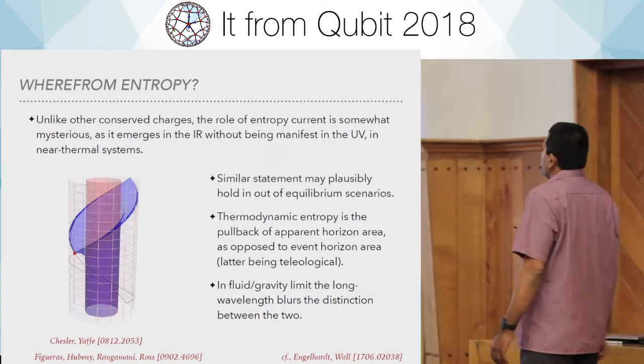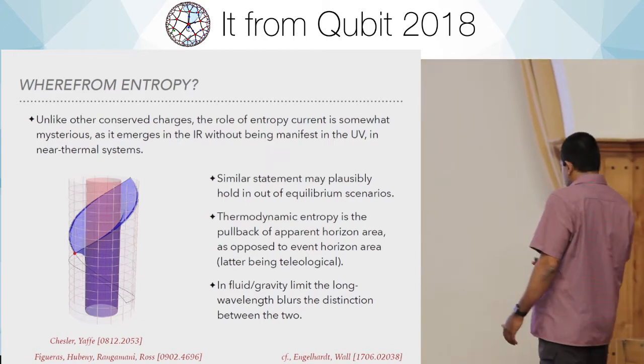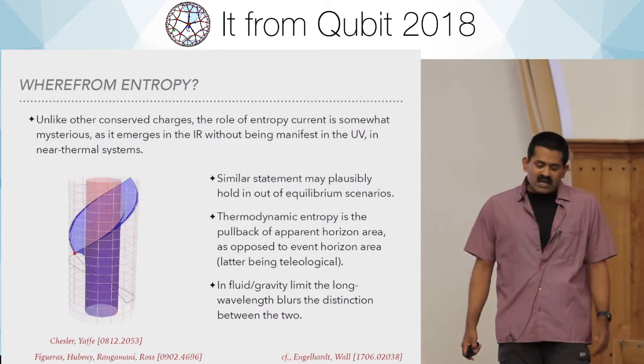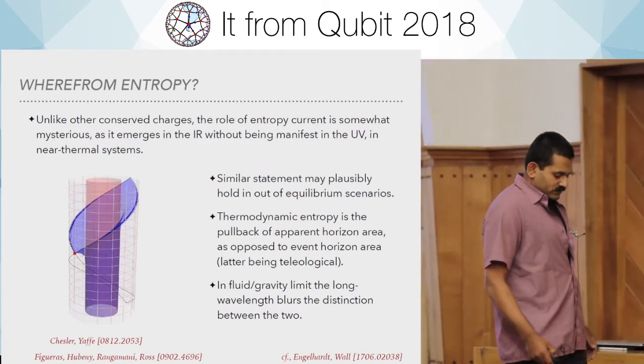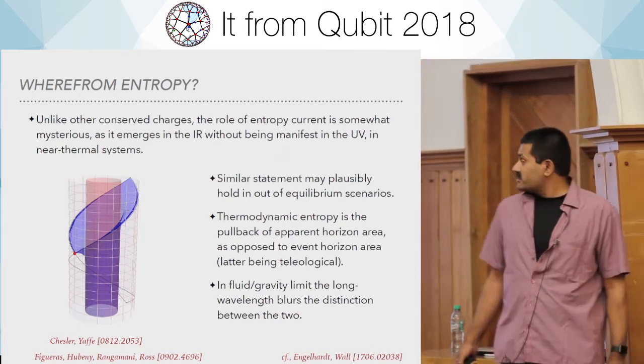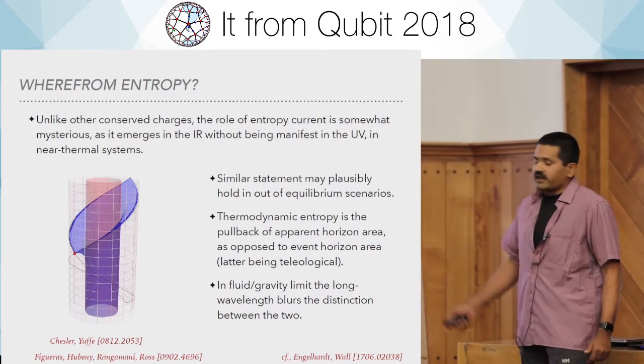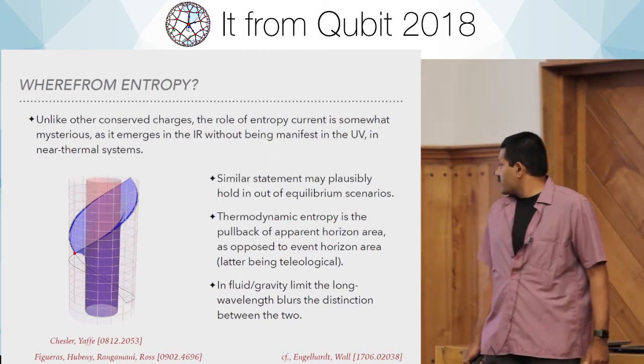So the fact that apparent horizon area should be taken seriously, as far as I know, was first mentioned in this nice paper by Chesler and Yaffe when they were trying to model heavy ion collisions by colliding shock waves, and it's a recurrent theme in recent discussions, for example, by this paper by Aaron and Netta from a few months ago.